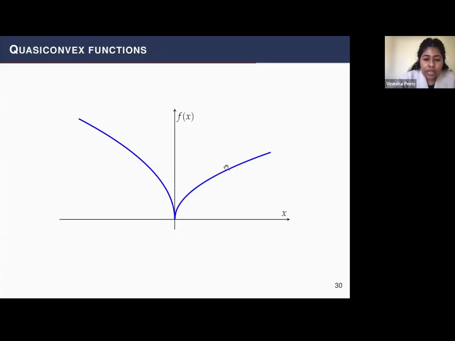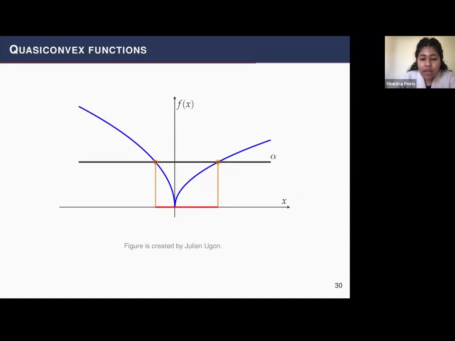If this function is quasi-convex, then you need to find a horizontal line that crosses through this function, which is alpha, right? And then I'm going to find the intersections of my original blue function and this alpha horizontal line. Then I'm going to find the corresponding domain values, which is this red line here. So the set of domain points in this red line, if that is convex, then we say that the blue function here is a quasi-convex function. And this figure was actually created by Julian Ubon from Deakin University.